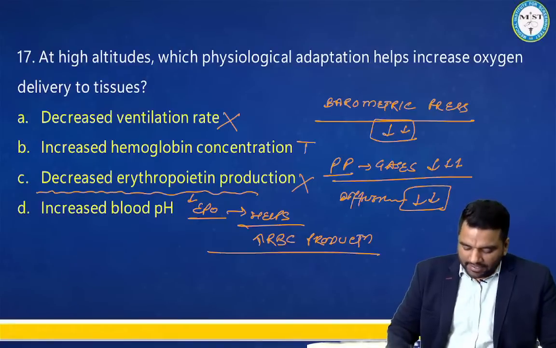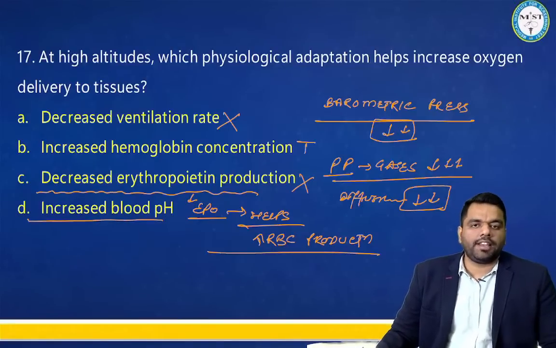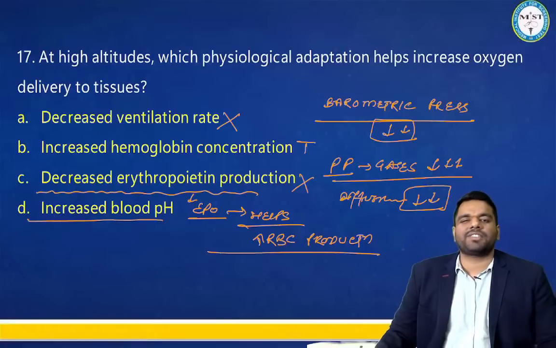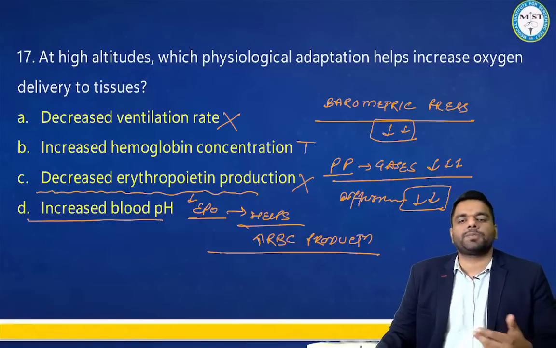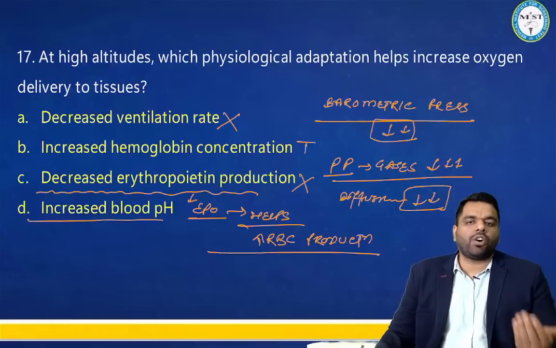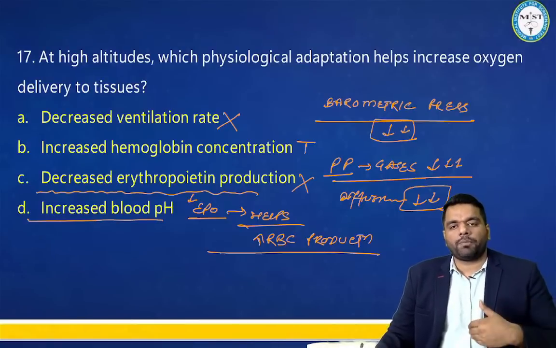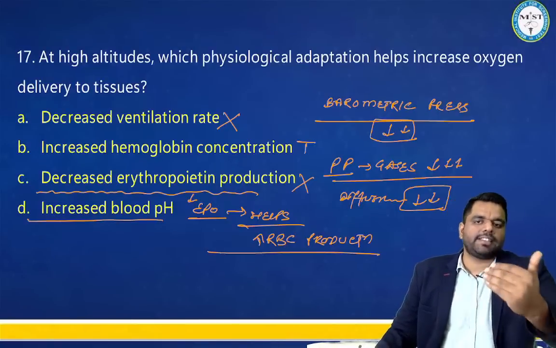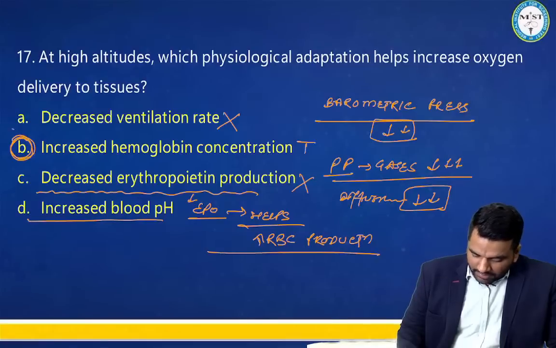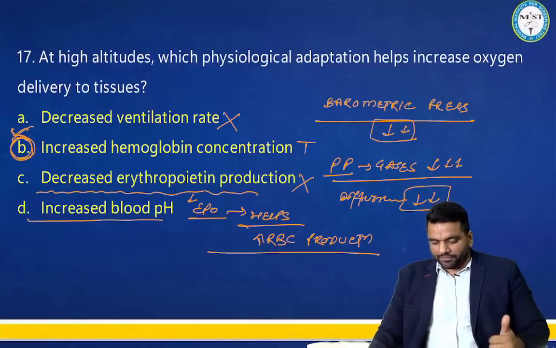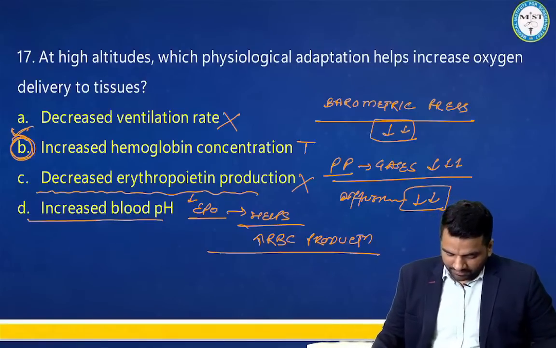And then, increase the blood pH. Increased blood pH is not the adaptation. This is due to the condition. There is an increase of blood pH, meaning the pH is more alkaline. So this is basically the condition, not the adaptation. The adaptation of the body is that it will increase the hemoglobin concentration. So the right answer to question number 17 is B. Right, Vida? Option B. Right? Yes.